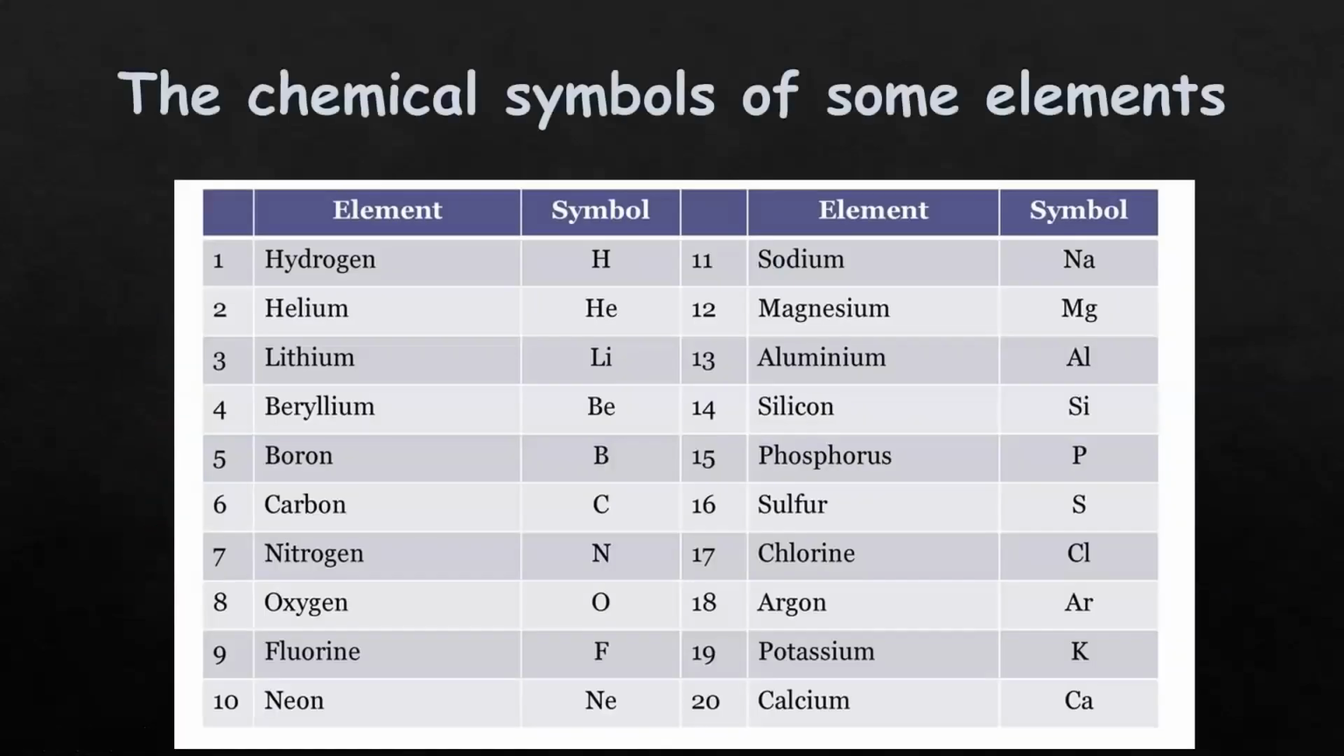Okay, so let's first have a look at the table. Hydrogen is H. I started with the first letter. Then I have helium. I can't write helium as H because hydrogen is already H, so it's the starting two letters as well. Helium is He.